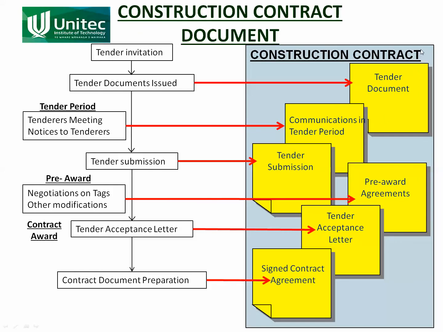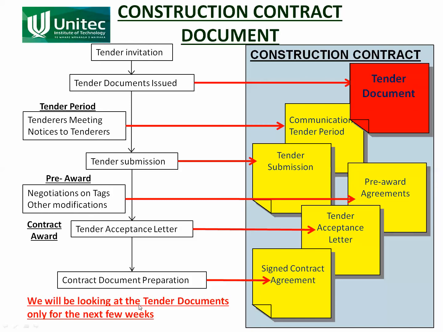You can see that the construction contract consists of several documents: the tender document, communications, tender submission, right down to the contract agreement. And these are all produced in the course of the tendering process. What we're looking at over the next few weeks is just the tender document. We're not looking at these other ones. They're very important, but the tender document is the main part of the contractual agreement, and so that's what we're looking at.